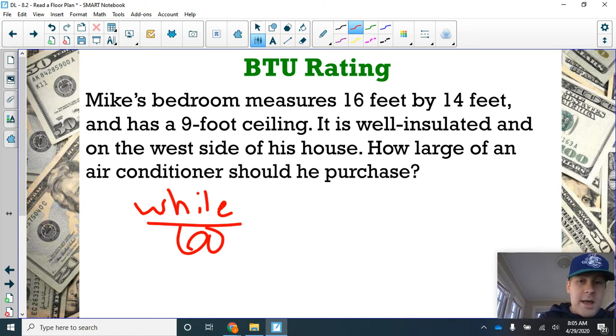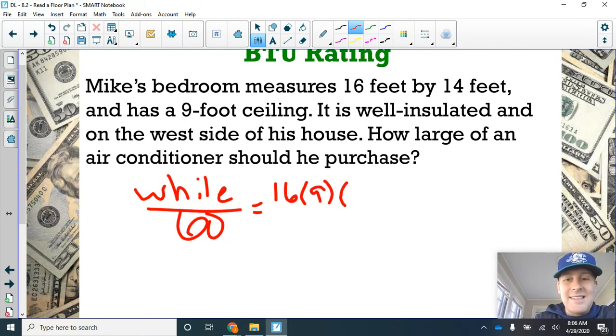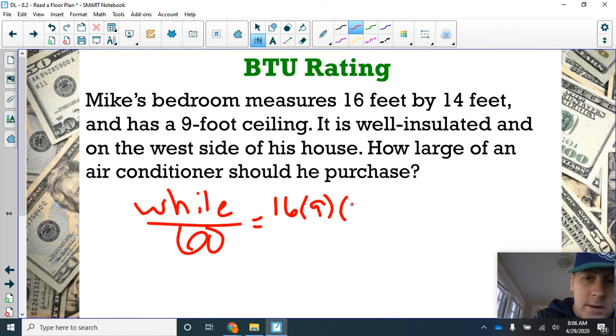Okay, so I'm going to go ahead and say, all right, well, let's plug in these values. What is the width of his room? Well, it doesn't matter which one's width, which one's length. It's 16 by 14. So I'm going to say 16, okay, times height, which is how tall the room is, and it has a 9-foot ceiling. So that would be 9. So 16 times 9 times I, which is the insulation. All right, so it's well insulated. So if I look back at our chart, if a room is well insulated, we should use an I value of 10. Okay, so I'm going to use an I value of 10 here.